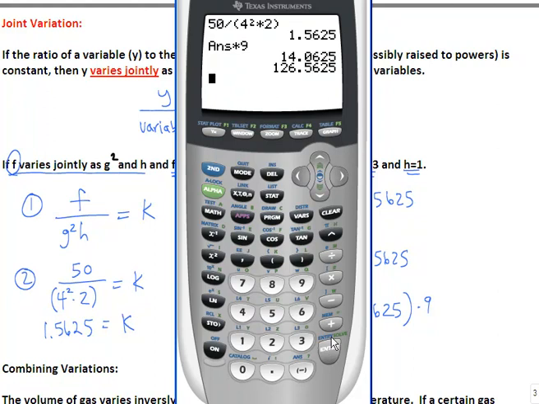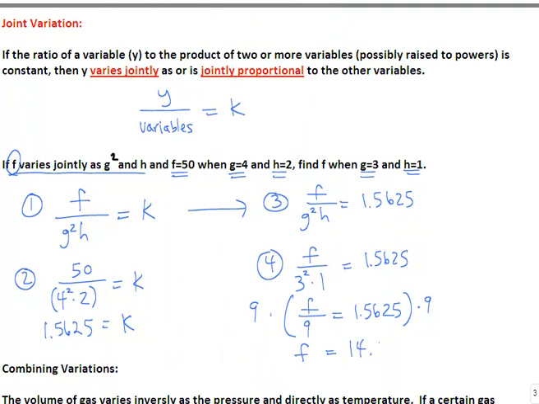Whoops, I hit enter too many times there. So our answer is 14.0625. And there's our f.